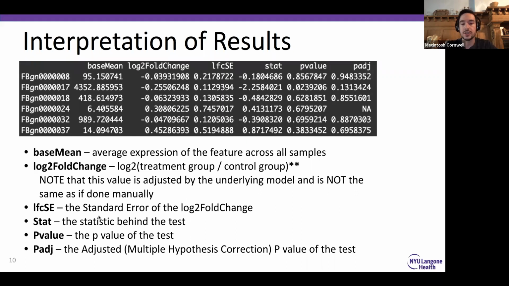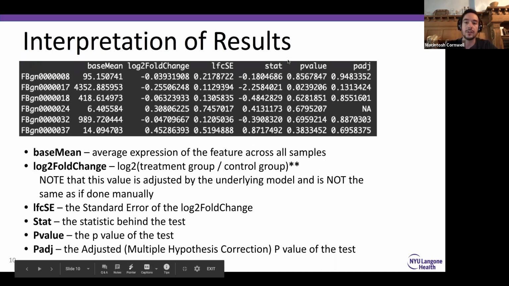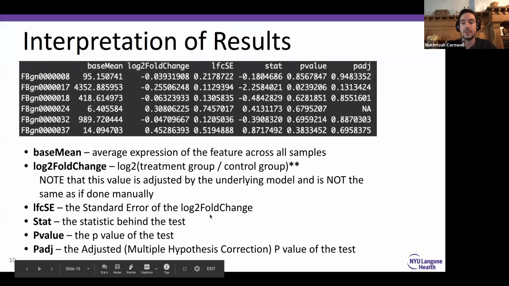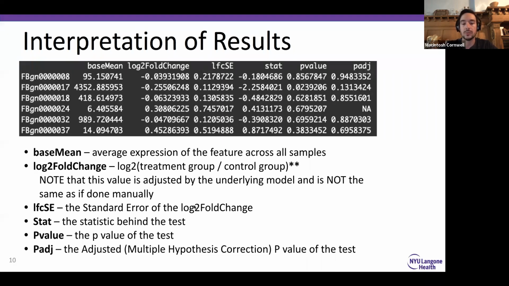The lfcSE is just the standard error of your log2 fold change. The stat is the statistic that was generated to help generate the p-value. P-values, hopefully people are familiar with, is a metric of how often these things happen by random chance. There's a more technical definition, but I'm not going to get into that. And then there's the adjusted p-value, which is the p-value that has been corrected for multiple hypotheses.